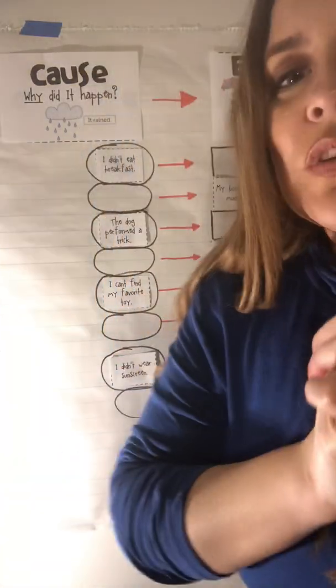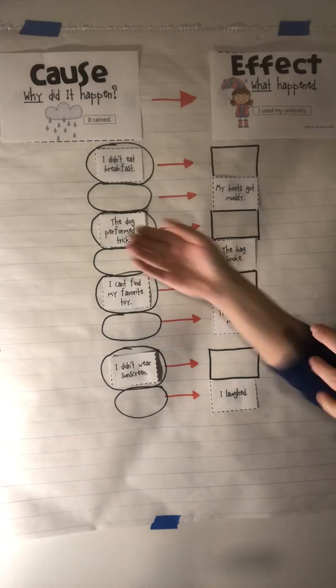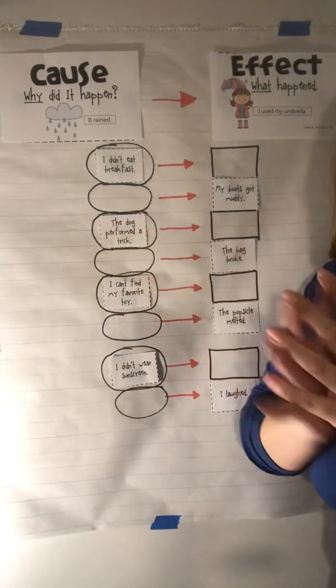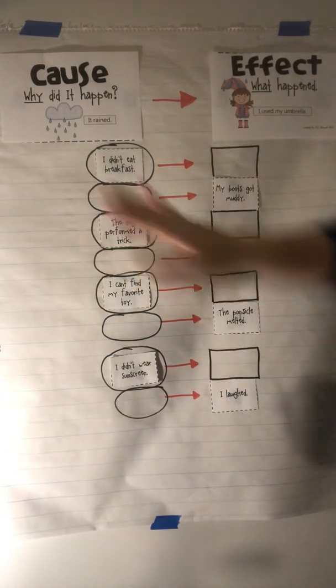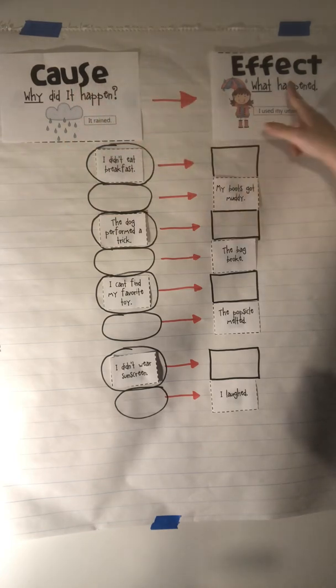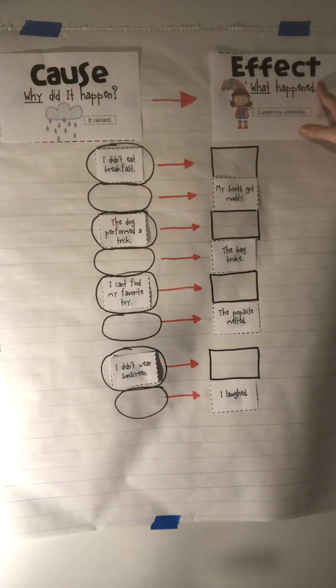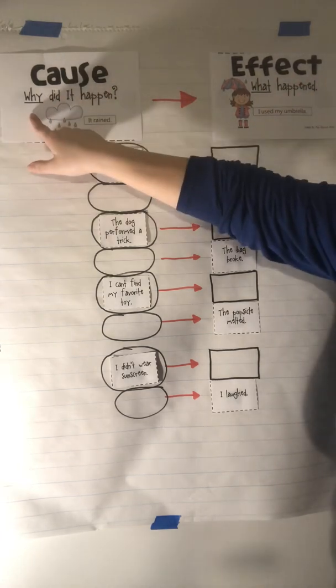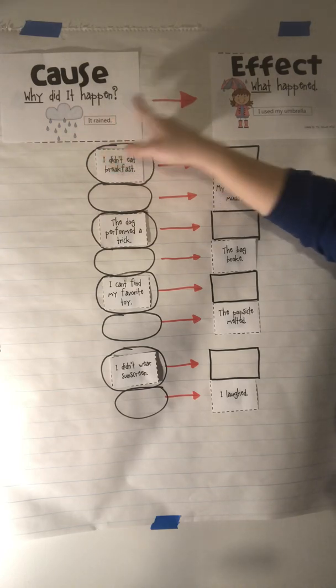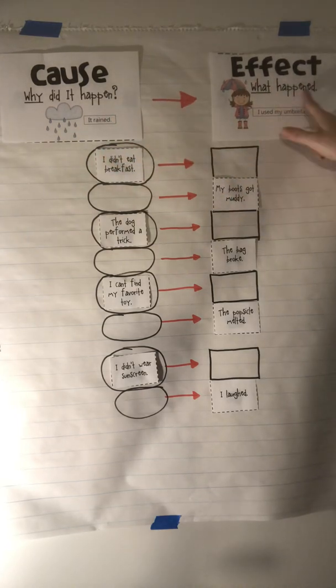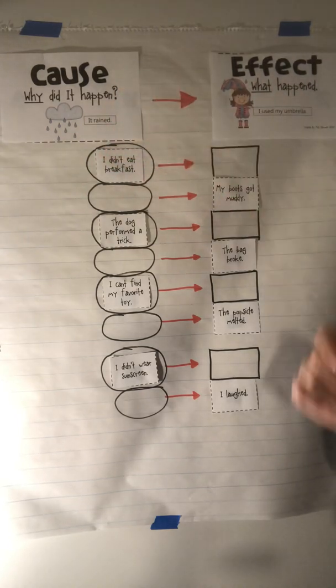Hi. So today I'm going to be talking to you about a strategy that will help you become better readers, and that's called cause and effect. Say it with me. Cause and effect. So cause is why something happens, and an effect is what happened because of the cause.